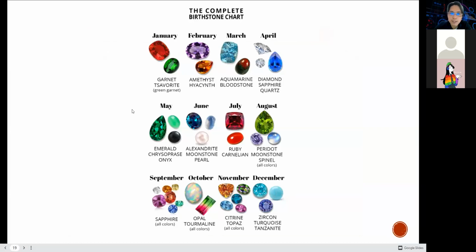Another form of solids in crystalline form are your birthstones. We have garnet, amethyst, aquamarine, diamond, sapphire, emerald, alexandrite, ruby, peridot, opal, citrine, zircon. These are examples of crystalline solids. They have a precise shape.